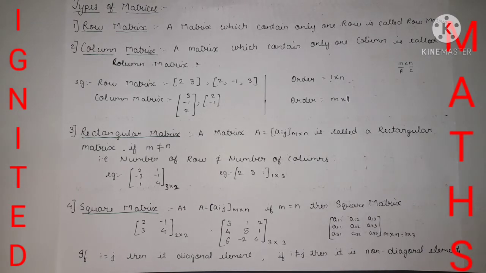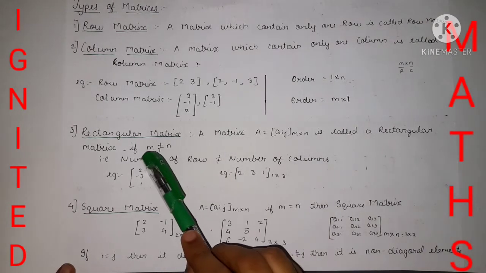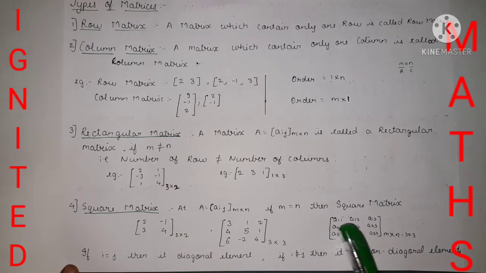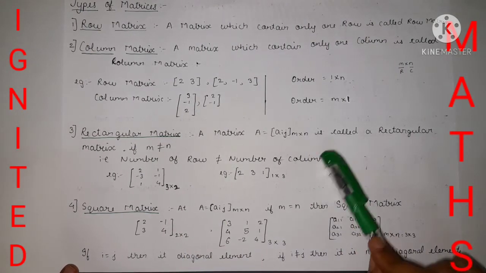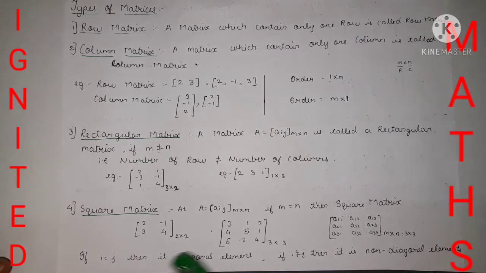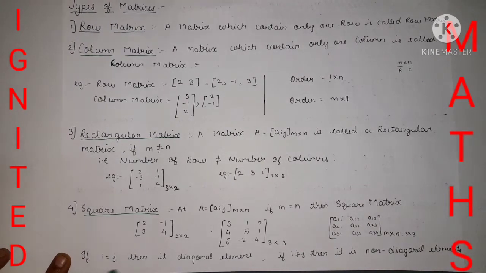So the difference between the rectangular matrix and the square matrix is that here m is not equal to n, but over here m is equal to n. This is the difference between them. Now they have given a small statement for it.